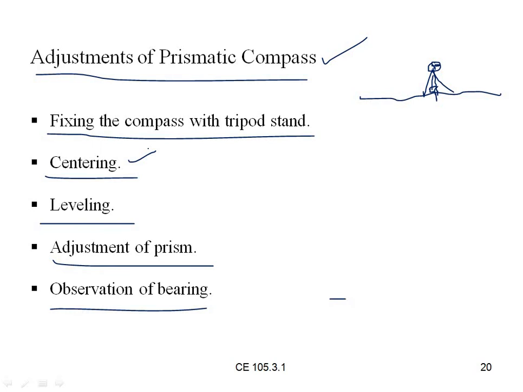Then we have to keep the center point with the iron pegs or hammer, and we have to do the leveling, so it will be adjusted at the same level. And after that we have to check the prism, whether the object is clearly visible or not. Then now we have to observe the bearing angle. So these components, parts, and the adjustments of the Prismatic compass are very important for the examinations.